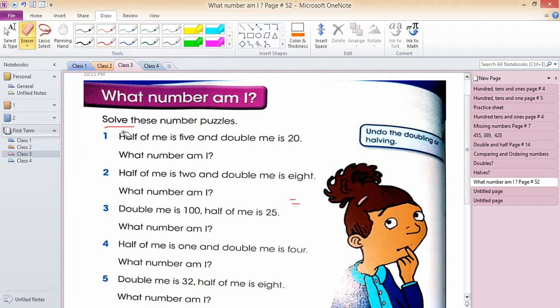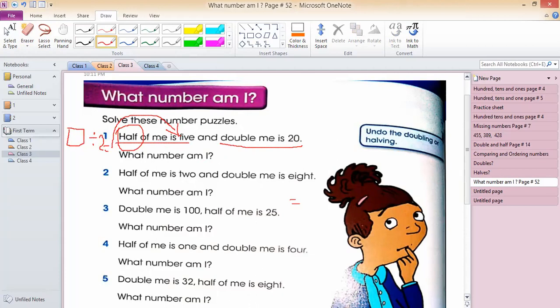What was question number 1, guys? Question number 1 was, half of me is 5 and double me is 20. What number am I? There is a number. If you find out half of that number, you don't know the number, but if you divide that number by 2, so the answer will be 5.